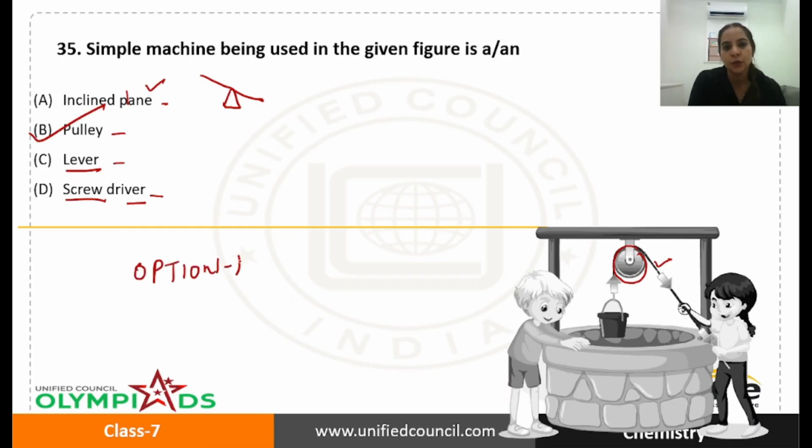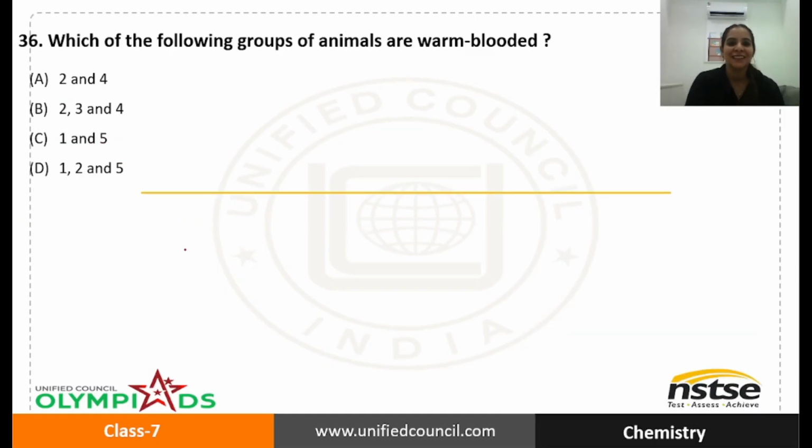So what is a pulley? A pulley basically has a grooved wheel over which the rope moves, and by pulling this, like here the girl is pulling a heavy bucket from a well, she can easily pull it by using a pulley. So option B is the correct answer. I hope you got it.